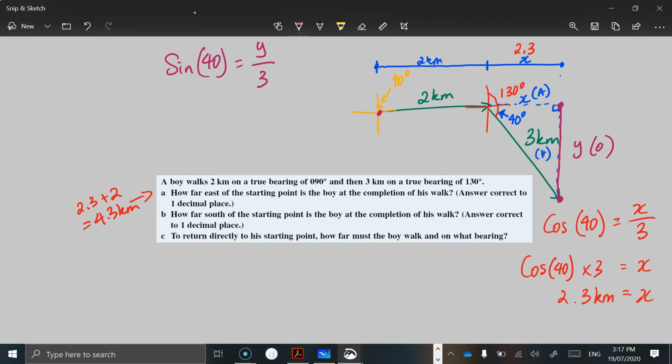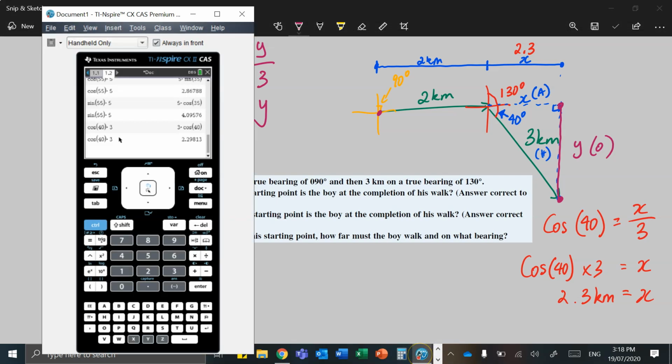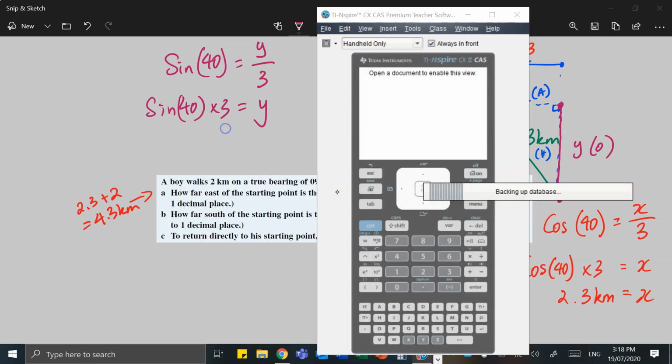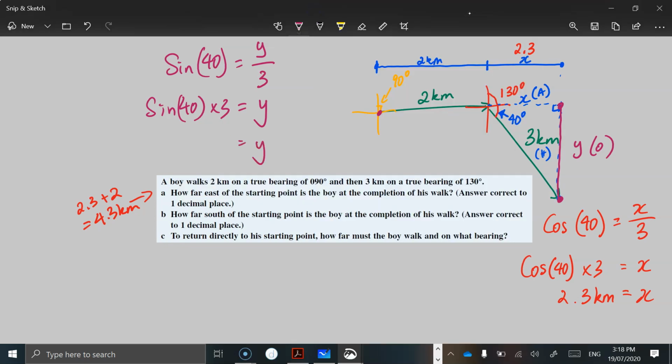Okay, y is then equal to sine of 40 times 3, and we'll put that in our calculator. So sine of 40, close brackets, times 3 is equal to 1.9. Okay, so y is equal to 1.9 kilometers. That's going to be the answer to part B.